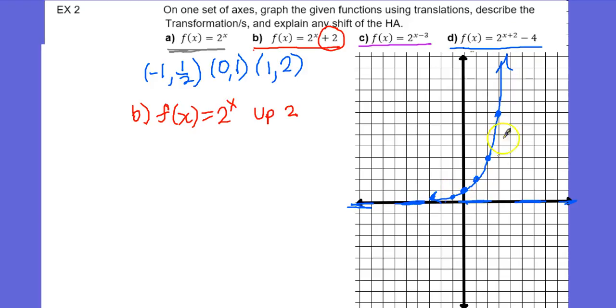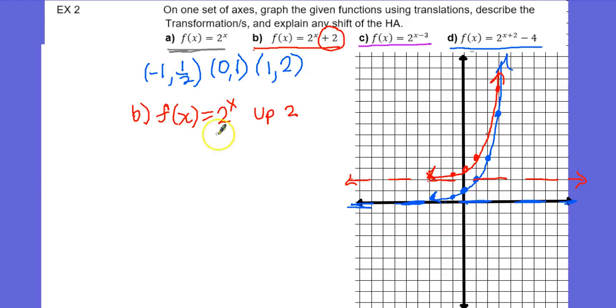So we're going to take our blue function, f of x equals 2 to the x power, and shift all the points up 2. So this point's up 2, up 2, up 2, up 2, up 2. And that also shifts the horizontal asymptote up 2. So everything gets pushed up. So also draw in your new horizontal asymptote. Okay, there we go.